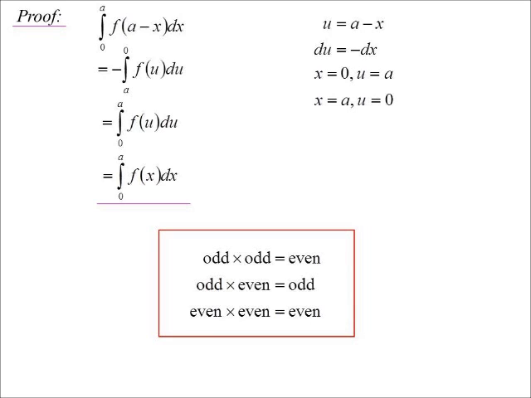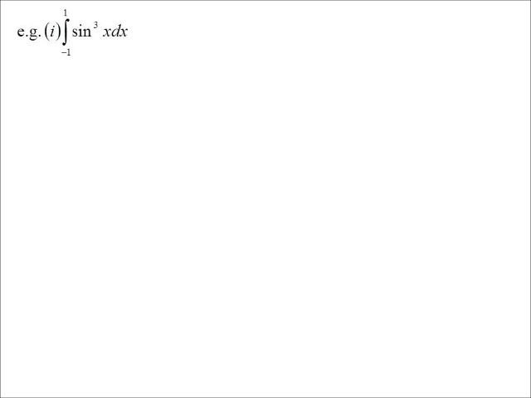Okay. So sine cubed, integral of sine cubed. You can waste a lot of time here using a technique. You change your sine cubed and work it out. But sine cubed, of course, is an odd function cubed. So it's odd times odd times odd. Odd times odd is even. Even times odd is odd. It's an odd function. So it's just 0.